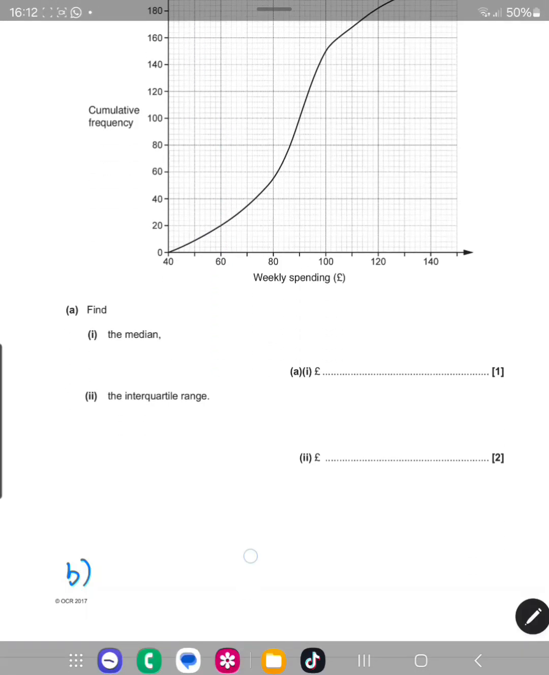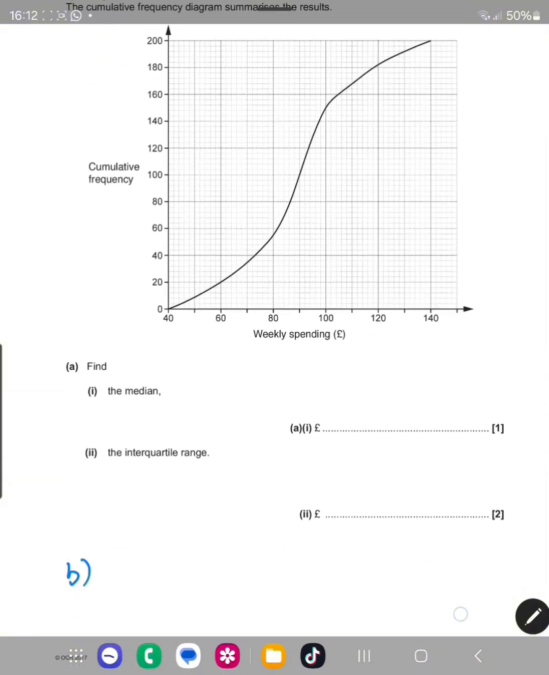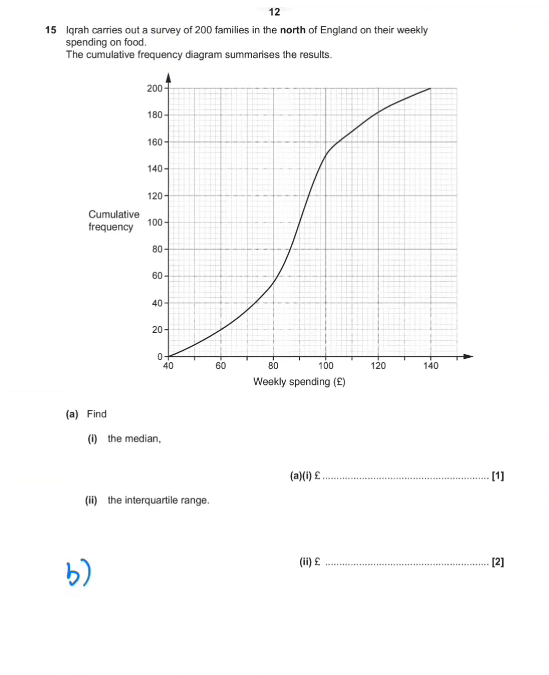Okay, part B of this question, which is on the next page, says 15% of these 200 families spent more than £120. So what we need to do is find out how many people spend £120. So I'm going to find £120, read up to the curve and across. And I think that comes out at 182 people.